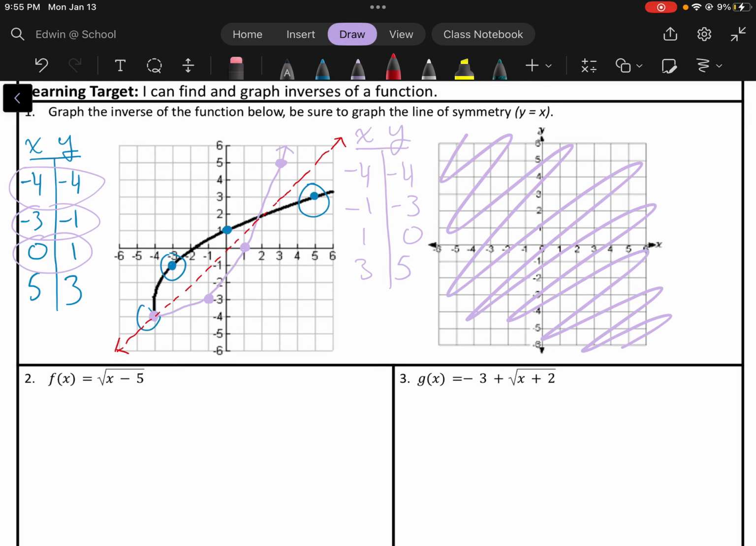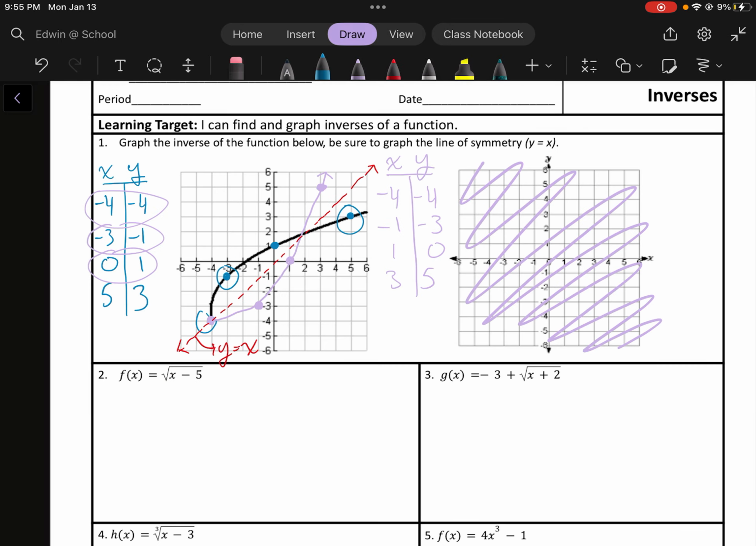But the second part of this question is to make sure you graph it with this y equals x line. And if we were to fold this coordinate grid across that y equals x line, I'll label it right here, y equals x, we'll see that the graphs perfectly overlap. So we know that we found the inverse for sure.